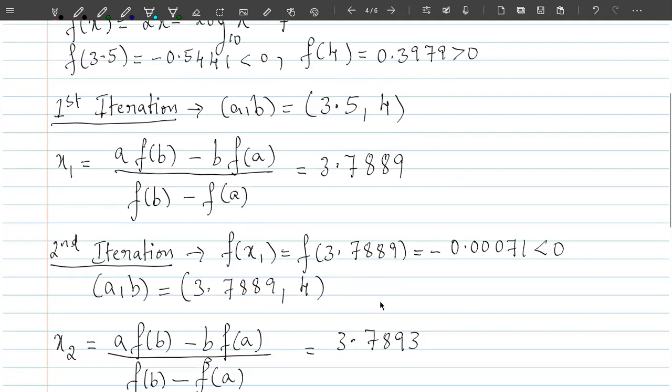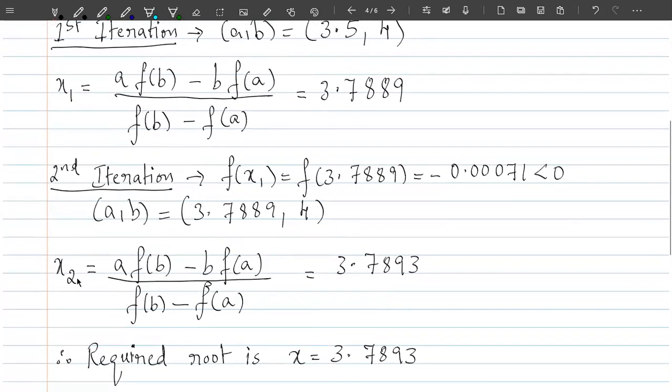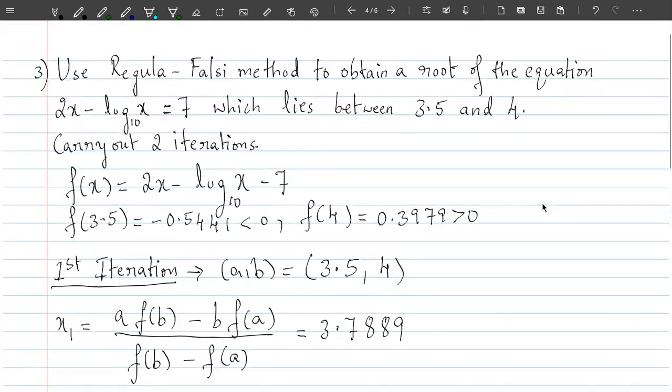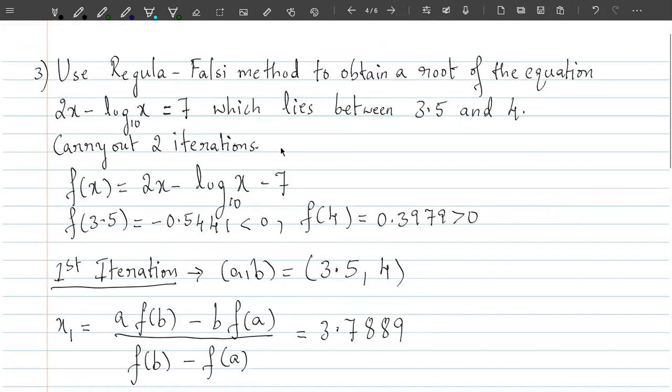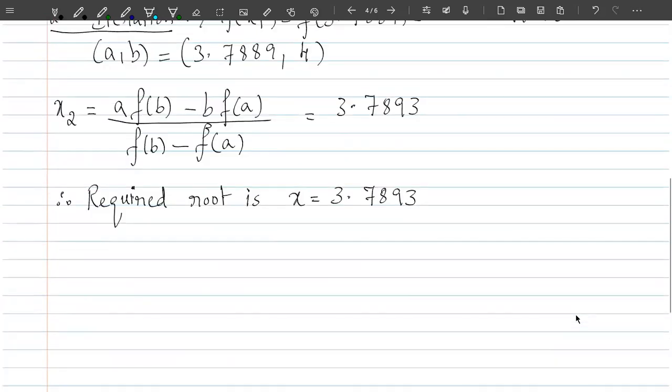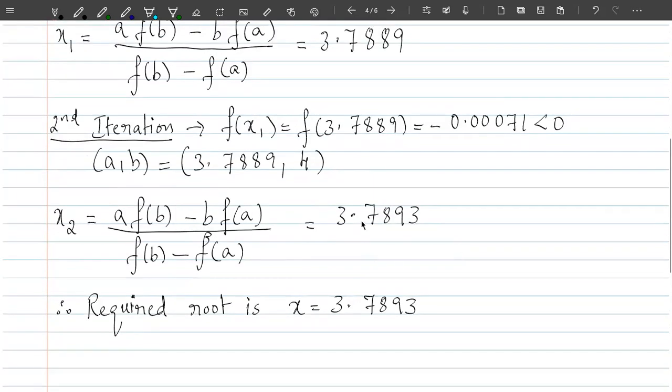After taking this interval, I can perform the second iteration and calculate the value of x2. So x2 is equal to 3.7893. So after performing 2 iterations, you can immediately write the conclusion here. Therefore, the required root is 3.7893.